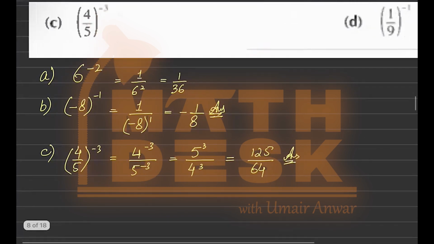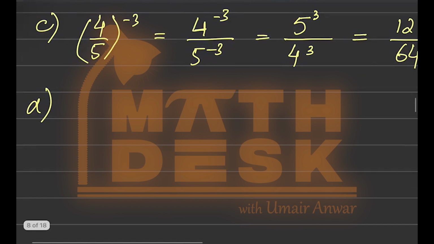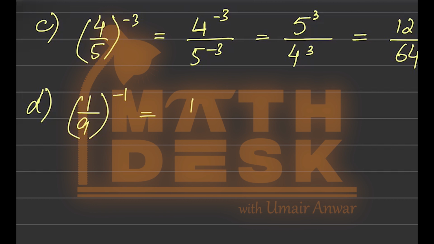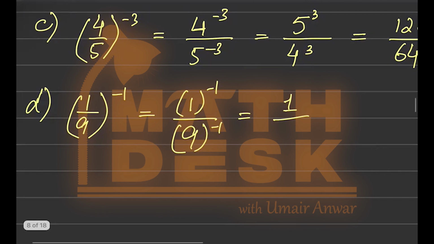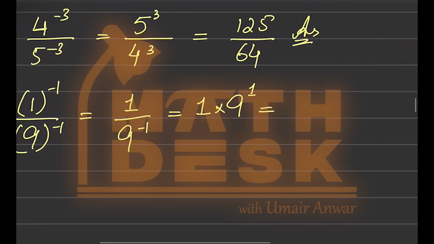Finally, the last part says 1 upon 9 raised to minus 1. This minus 1 would be applied to the numerator and the denominator both. So whether it has a positive or negative power, it doesn't make any difference. So it would become 1 divided by 9 raised to minus 1. So this 9 would be moved to the numerator, and the sign of the index would change from negative to positive. So it would become 9, and the final answer would also be 9 for this part.